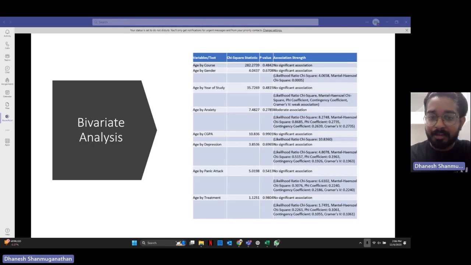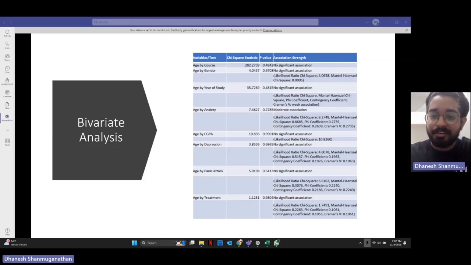And for age by year of study, it also does not have any association, and the likelihood ratio chi-square, Mantel-Haenszel chi-square, phi coefficient, contingency coefficient, and Cramer's V also showed a weak association. For age by anxiety, it's about 0.2785. That's a little close to 0.05, and it's showing a moderate association for our analysis.